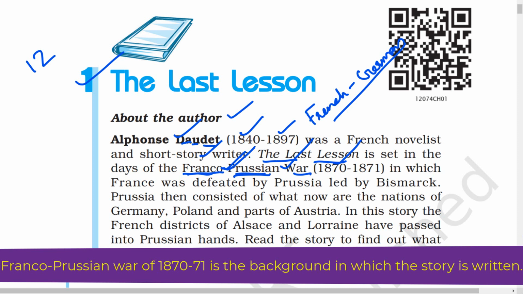The Franco-Prussian War of 1870-71, in which France was defeated by Prussia, led by Bismarck. Prussia defeated France in this war. It happened in 1870-1871. And Prussia then consisted of what now are the nations of Germany, Poland, and parts of Austria.